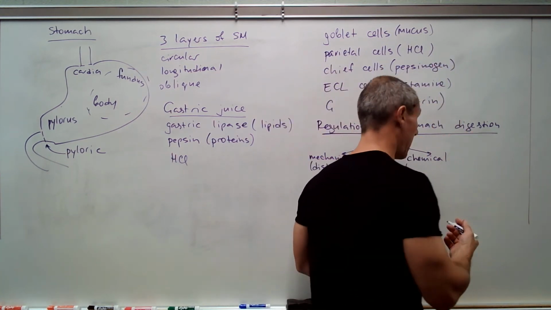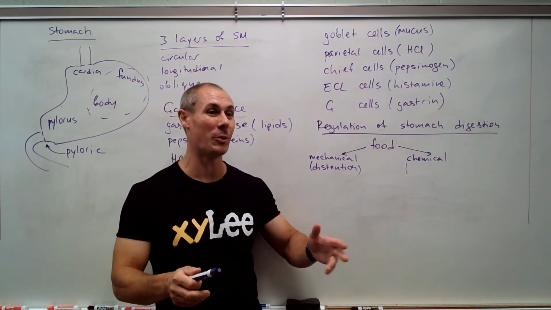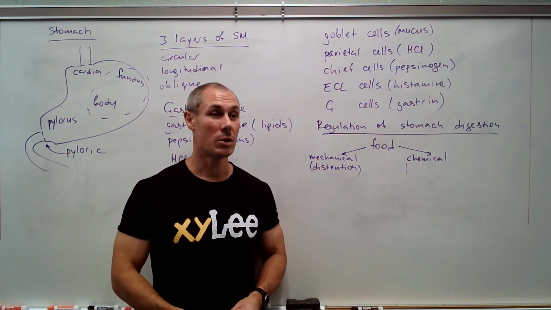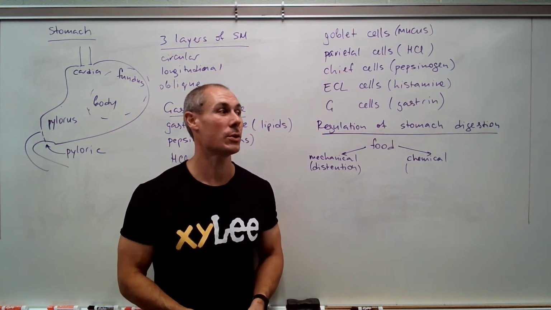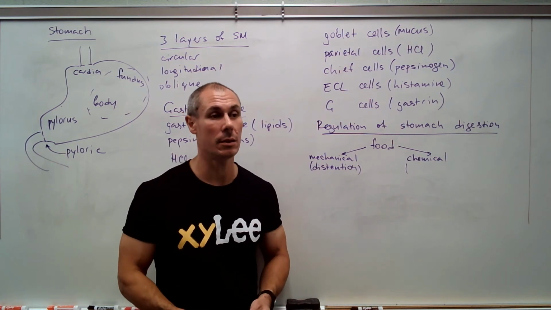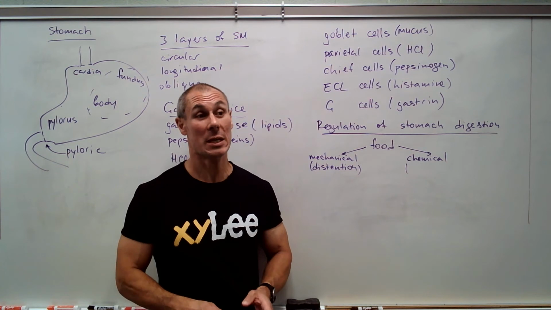Here's a really nice question. So we know that the pH in the stomach is about 3, right? It's very acidic. So the question is simple. You have to think before you answer. What happens to the pH of the stomach immediately after food enters it from the esophagus? Immediately.